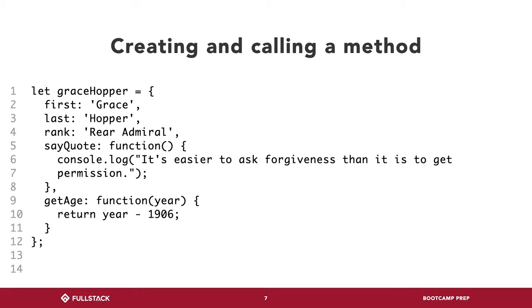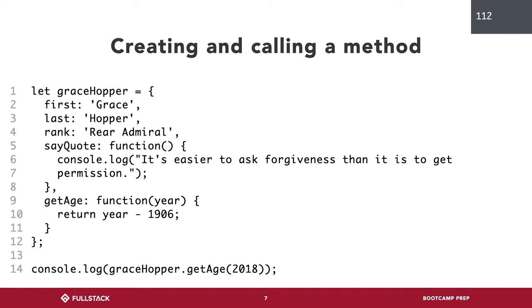Here's another example, same thing: first, last, rank, sayQuote, and then we'll have getAge, which is a function that takes in a year. You return year minus 1906. So you just console log graceHopper.getAge of 2018. You'll get 112. The math is right. Don't worry about it. But it's the same thing over and over again, right? The key is basically the name of the function. So you say Grace Hopper is an object, dot getAge, which is kind of the name of the function, I guess. It's actually just the key, but whatever. And then you just pass it whatever, like a regular function.